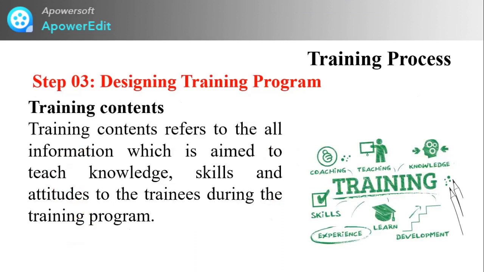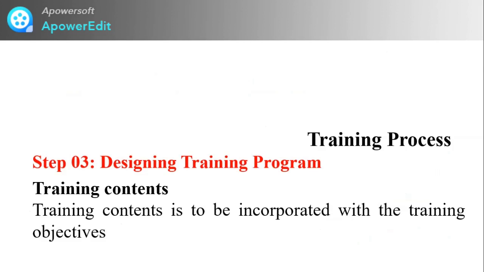First one, training content. Training content refers to all information which is aimed to teach knowledge, skills, and attitudes. What are the needed information, facts, and figures we have to use during the training program to deliver to the trainees? Training content is to be incorporated with the training objective. Training content should be designed considering the training objective.